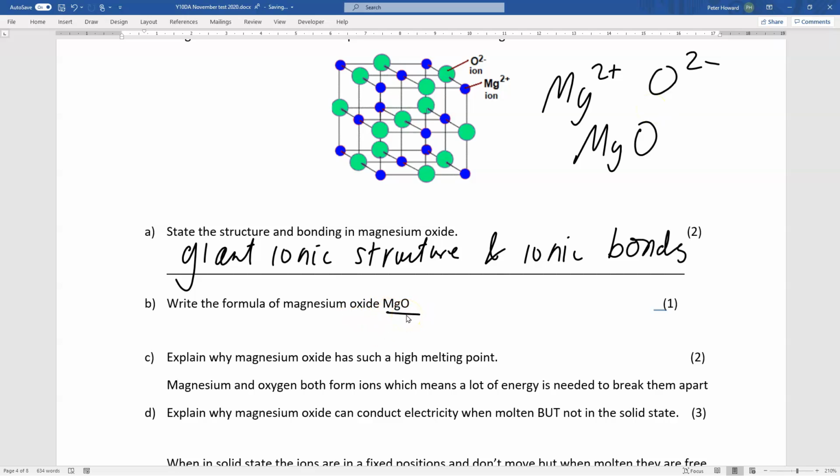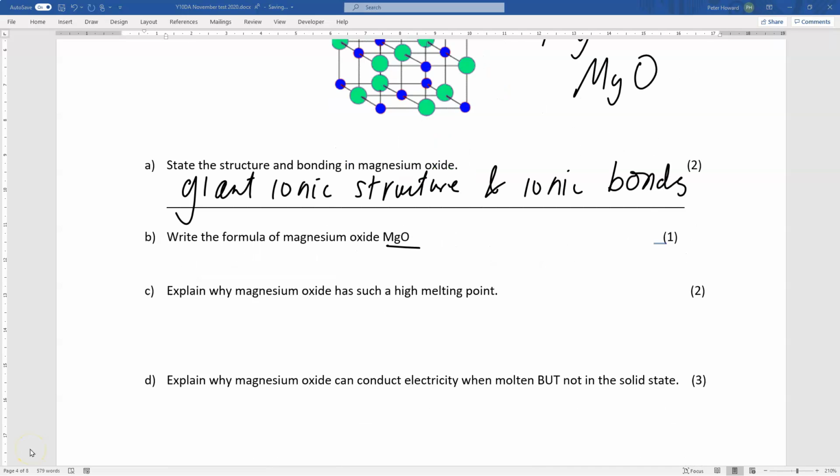Why does it have such a high melting point? Why does it have a high melting point? Now, in an actual exam, you probably wouldn't get something a bit like A and C, but we can first talk about the structure. So you can say it has a giant ionic structure.